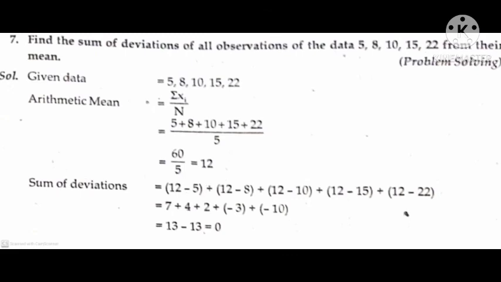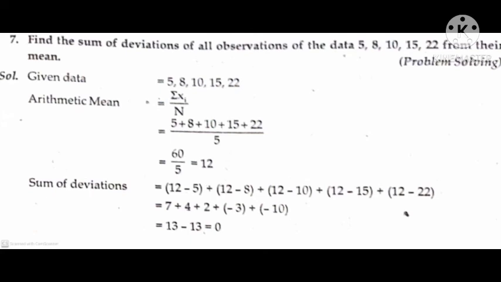Seventh question. Find the sum of deviations of all observations of the data 5, 8, 10, 15, 22 from their mean. Solution. Given data 5, 8, 10, 15, 22. Before going to the sum of the deviations, first we have to find the mean of the given data, that is sigma xi by capital N. Sigma xi means the sum of the observations, that is 5 plus 8 plus 10 plus 15 plus 22, divided by capital N, which means the number of given observations, that is 5. After addition we get 60 by 5. After simplification we get 12.